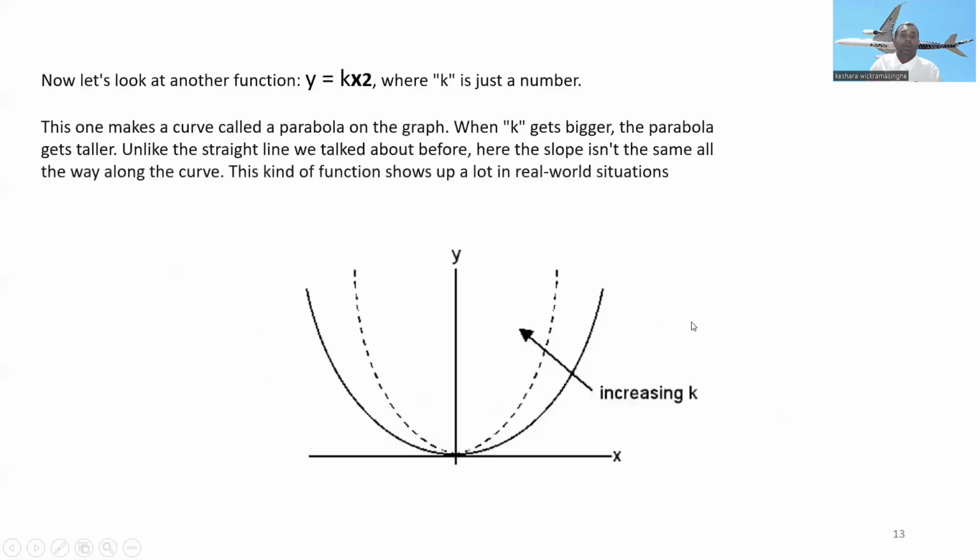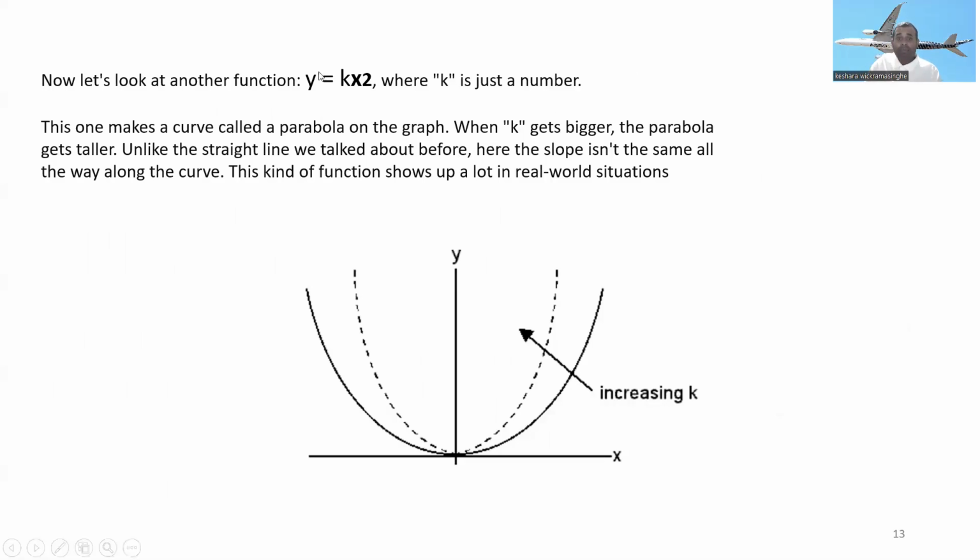Okay. Now let's look at another function, y equals kx squared. This is also another graph type. So the first one is y equals mx, the second one is y equals mx plus c, and the third one is y equals kx squared, right? Where k is just a number. This one makes a curve called a parabola on the graph, right? This kind of equation makes a parabola type graph.